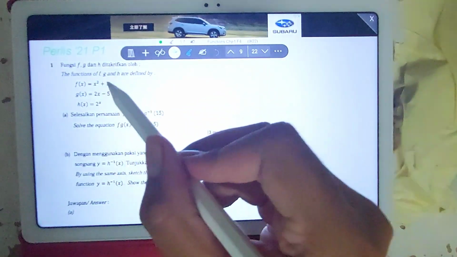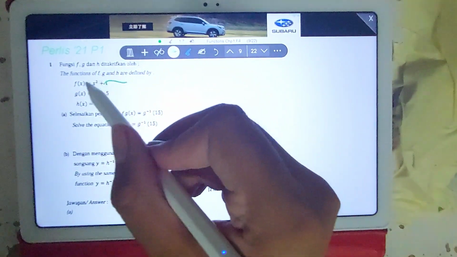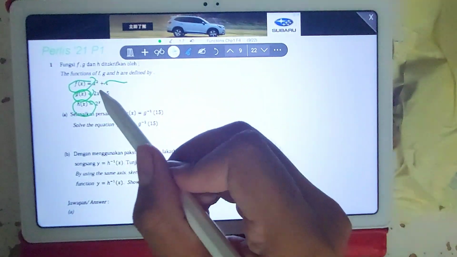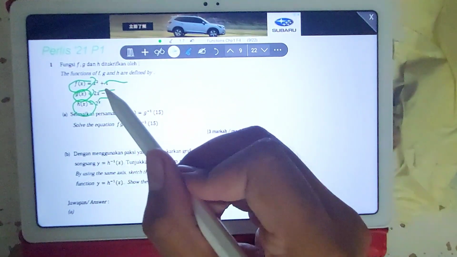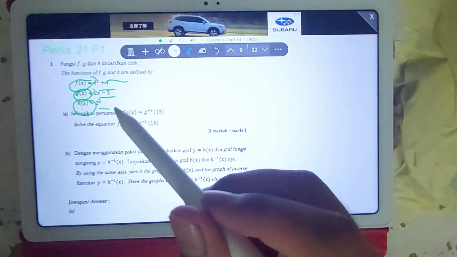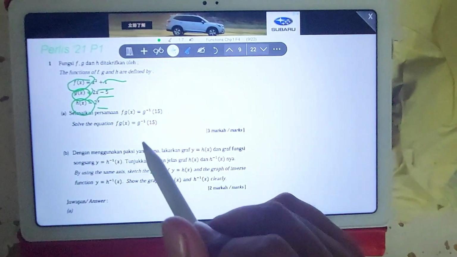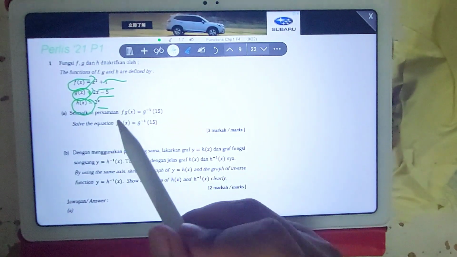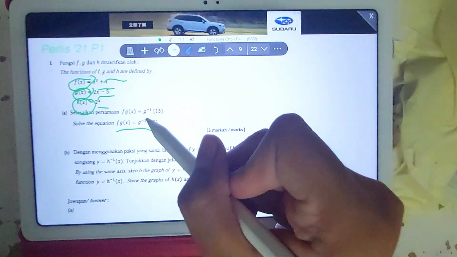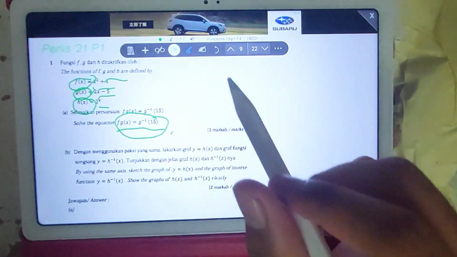They said functions f, g and h are defined by all these f(x), g(x) and h(x). So go through them quickly: x squared plus 1, 2x minus 5 and 2 power x. So these equations don't really matter at this point until you look at the question one by one. So first of all, they said to solve the equation f(g(x)) equals g inverse 15. So they gave you a condition here. So this is the thing you should obey when you are solving this question.